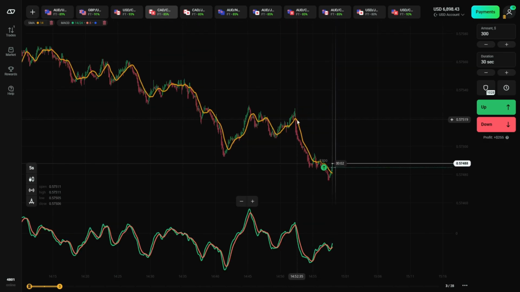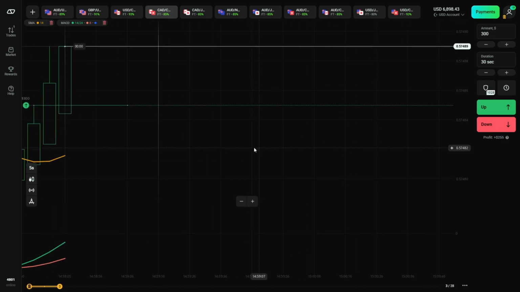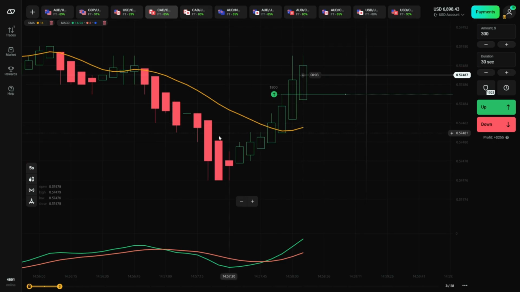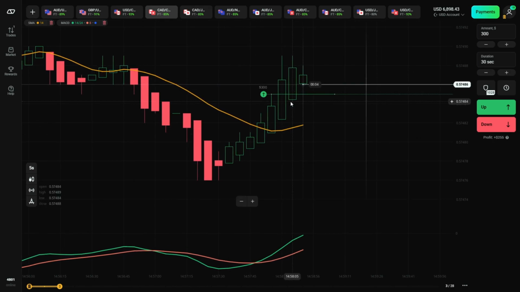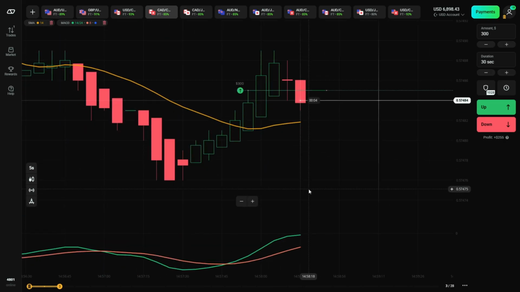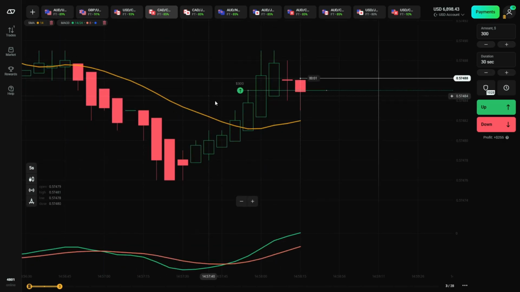Why? Because right now we're in a downtrend and we've just bounced back. We entered because of what? We entered because of the crossover that happened at this point. So the market was below and then went above, as you can see. And also on the MACD, there's a crossover from below to above, which signals an upward move. Based on that, we entered a recovery trade with an amount of $300.